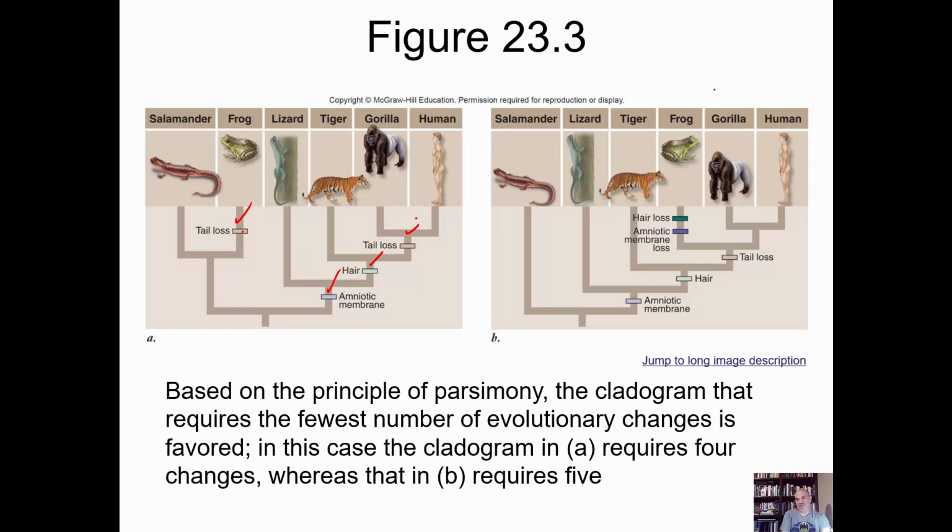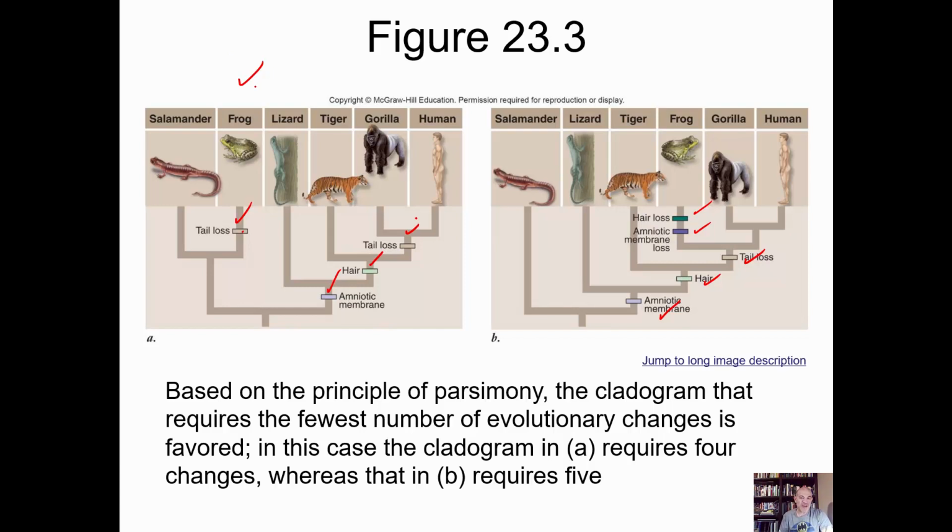If we try to put the frog together with the other tailless ones, because we think that's a better fit, then we see that 5 changes are needed. Amniotic membrane evolves, then hair, then the tail loss, then we have to lose the amniotic membrane, a reversal, and another reversal of losing the hair. So with 5 changes, it seems that this hypothesis would be better because it follows that principle of parsimony here.